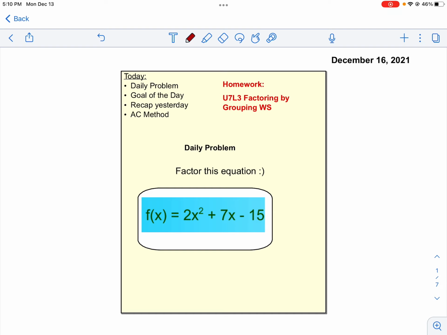I would really encourage you to try brute force and AC at the very least to decide which of the two that you like best.